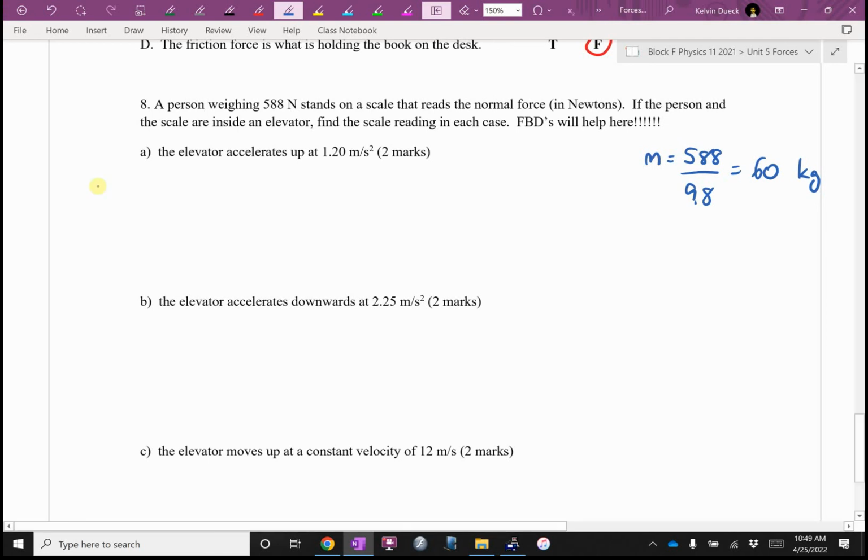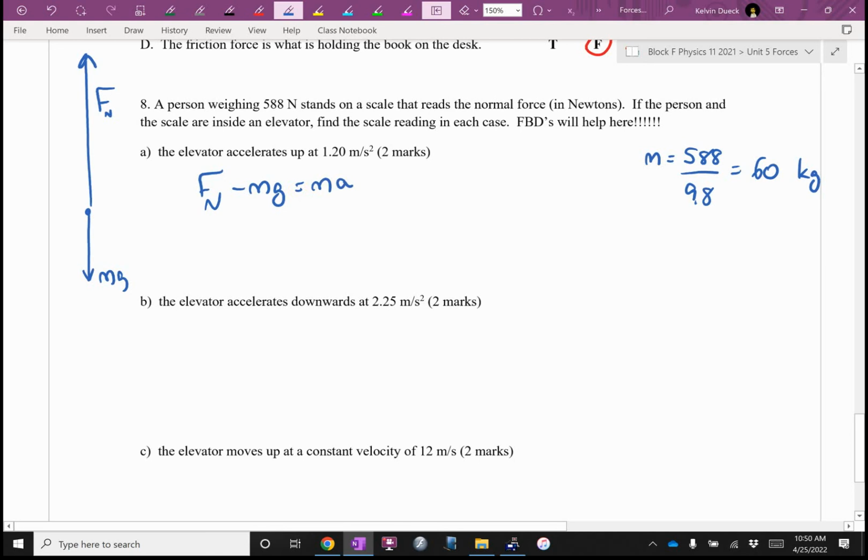Elevator is accelerating up. This is a job for a free body diagram. What are the forces acting on this person? We have gravity down. We're accelerating up. So the scale, which is the normal force pushing up through the person's feet. My equation here is normal force minus mg equals ma.